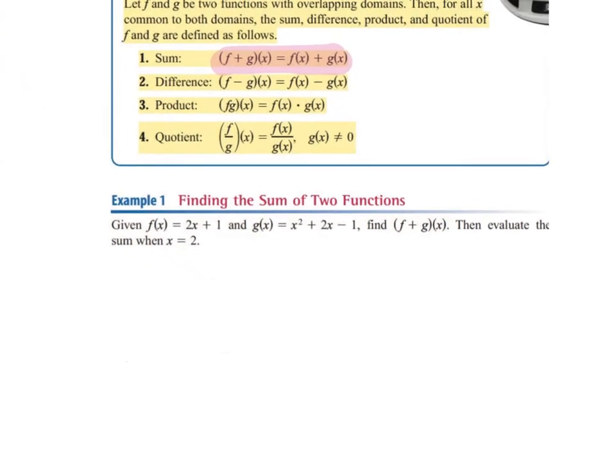So going to example 1, we are finding the sum of two functions. So we're given f of x is equal to 2x plus 1, and g of x is equal to x squared plus 2x minus 1. And we need to find the sum of the functions. So when adding the two functions, we just add them together. So we have f of x, which is 2x plus 1, plus g of x, which is x squared plus 2x minus 1.